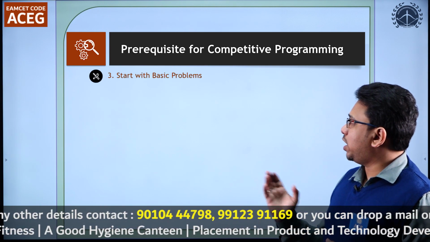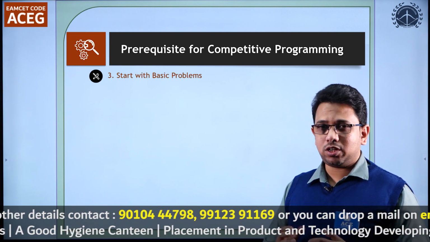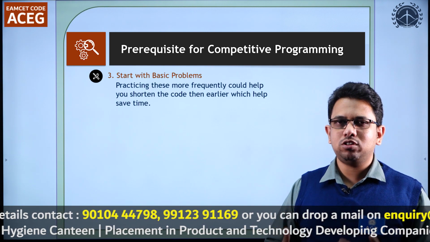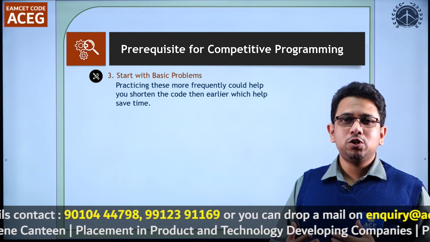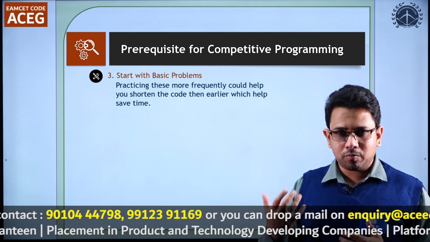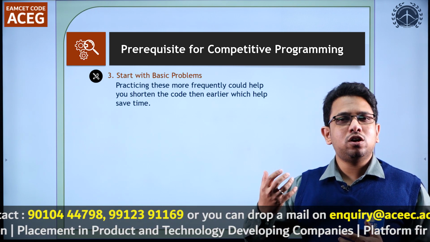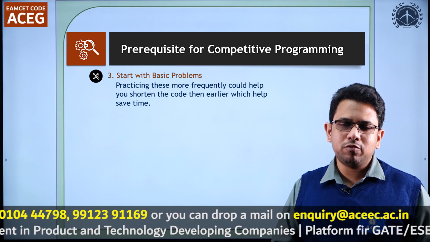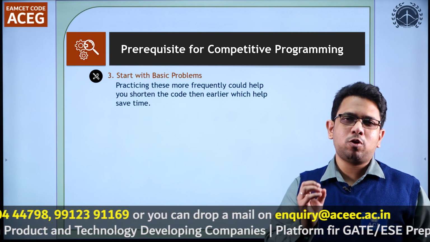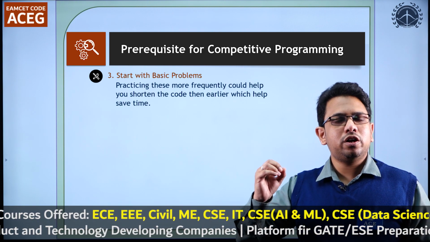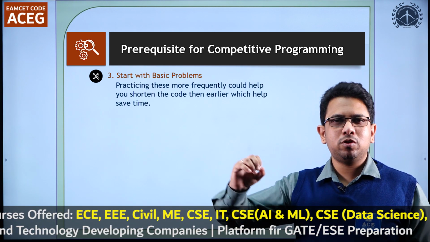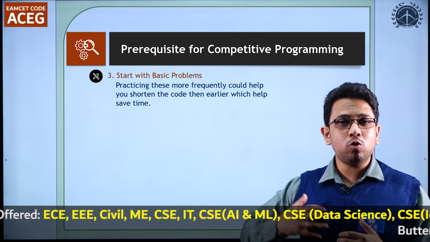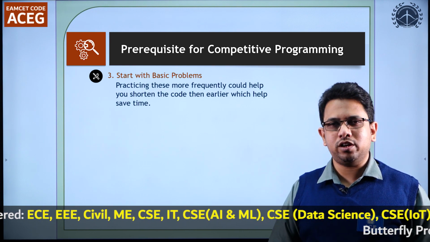Then I recommend you start with basic problems. You may not realize the importance of basic problems, but when you solve them frequently, you will realize that you are making your code much more optimized. I recommend this for each topic. For arrays, solve a minimum of 100 problems, and 100 problems on flow control, 100 problems on loop constructs and other constructs as well. You need to practice a large number of problems in this area.